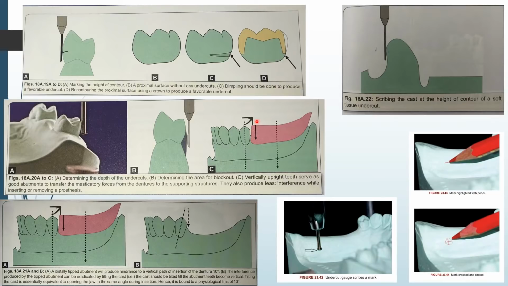If it is absent, it should be established by contouring the enamel surface or by placing a restoration on one or more teeth. The undesirable undercuts in the teeth should be identified and eliminated.